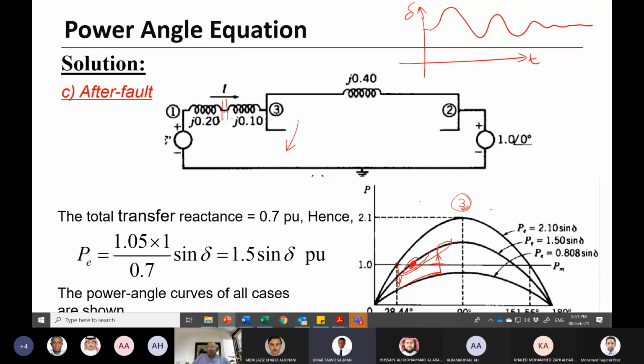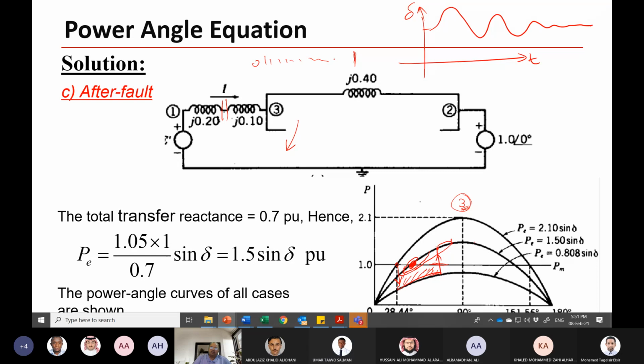Our oscillation comes from the inertia. When we clear the fault, the machine is accelerating here, right? This is the acceleration area. When we trip the fault, the machine will continue. If you are in a race and you are running here, and this is the end, what are you doing here?